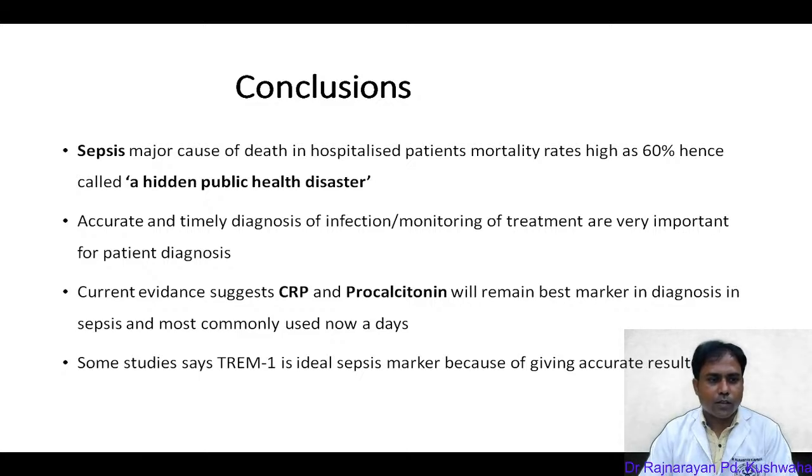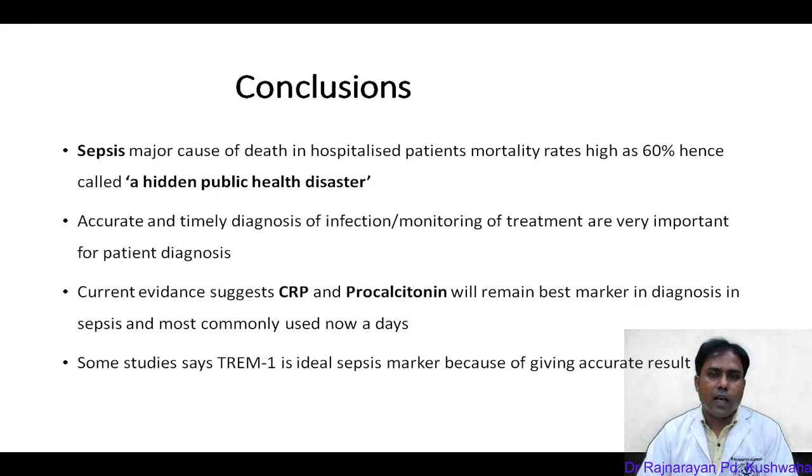Last, conclusions: sepsis is a major cause of death in hospitalized patients. Mortality rate is very high, more than 60%. Hence it is called a hidden public health disaster. Accurate and timely diagnosis of infection and monitoring of treatment are very important. Current evidence suggests that CRP and procalcitonin will remain the best markers in diagnosis of sepsis and are most commonly used nowadays. Some studies say TREM-1 is an ideal sepsis marker because of giving accurate results, but the mechanism of TREM-1 is not fully understood.